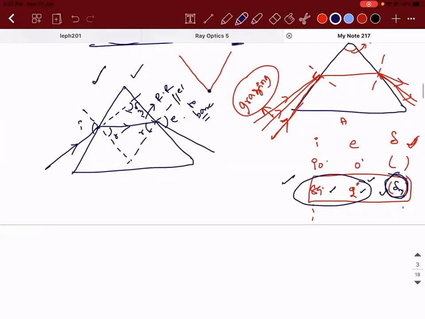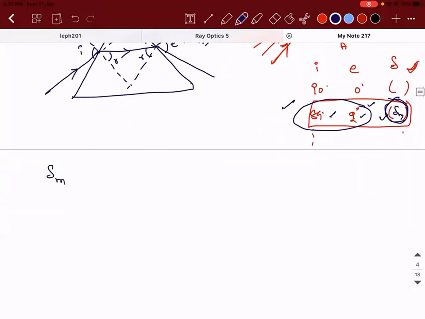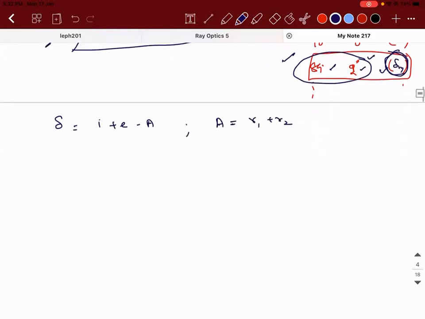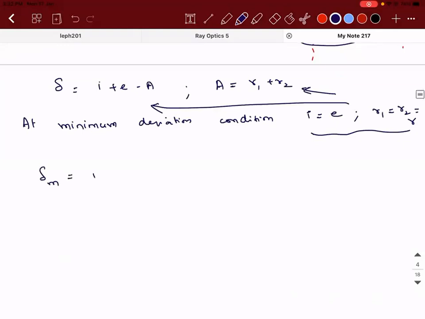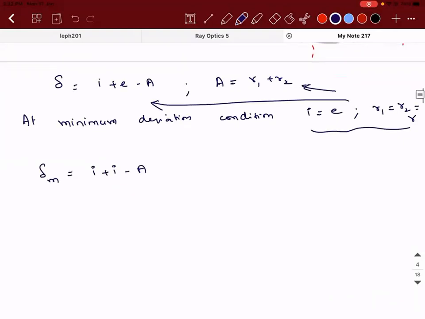Right. Now the whole game is going to change. See, delta is equal to I plus E minus A. This is known to us. And we also know that A is equal to R1 plus R2. But at minimum deviation condition, what will happen? I will be equal to E, and R1 will be equal to R2, equal to R. If I take these values and substitute them in both the equations, then what am I going to get? Delta m will be equal to I plus I minus A.